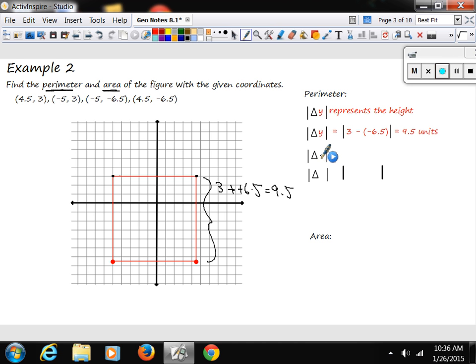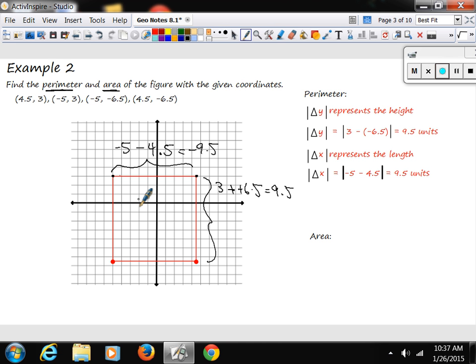My x change is my horizontal change, the length in this case. The change in x is going to be how much the length changes. So again, we could start at -5 over here. So it's -5, and we're going to subtract the 4.5 because that's where it ends. And you would get -9.5. Is that a possible length of a square, -9.5?